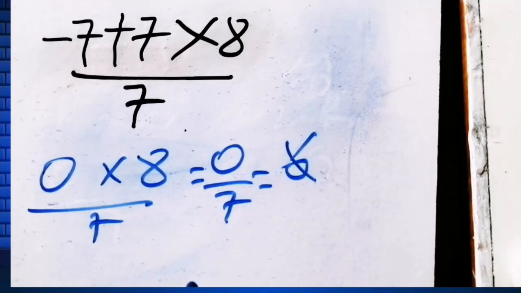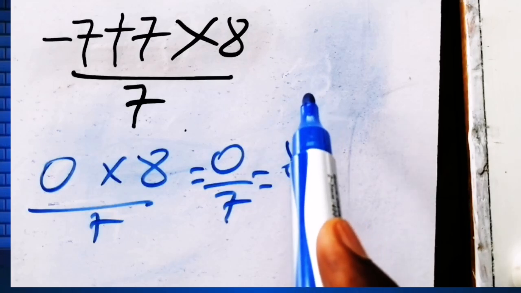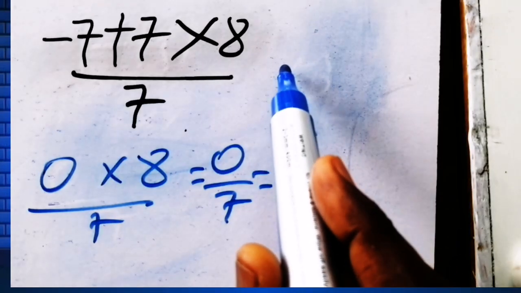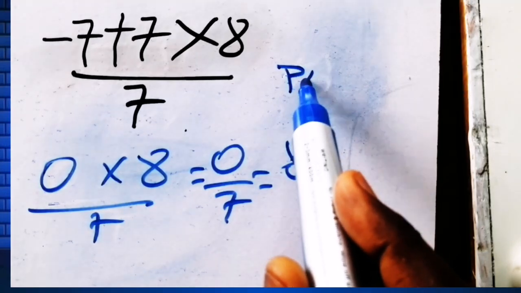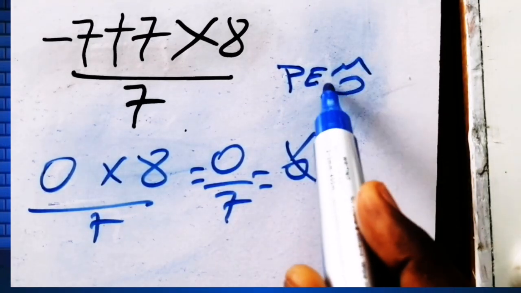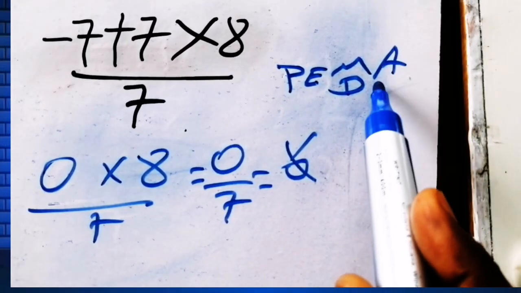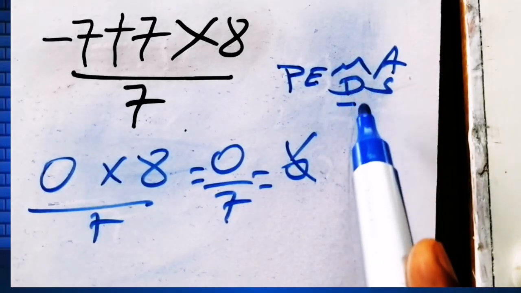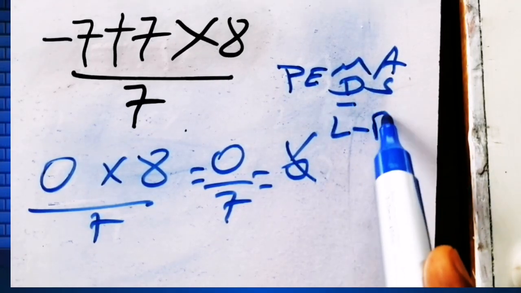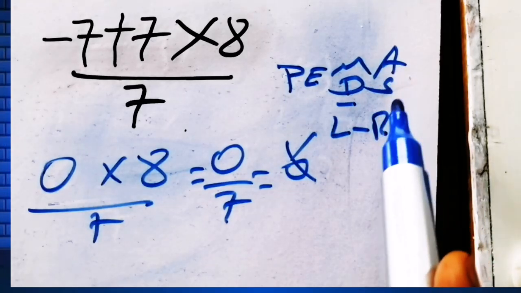But this answer is not correct because according to the order of operations, first we have to do parentheses, then exponents, then multiplication or division, and finally addition or subtraction. Multiplication and division have higher priority, and we have to work from left to right. The same applies to addition and subtraction.